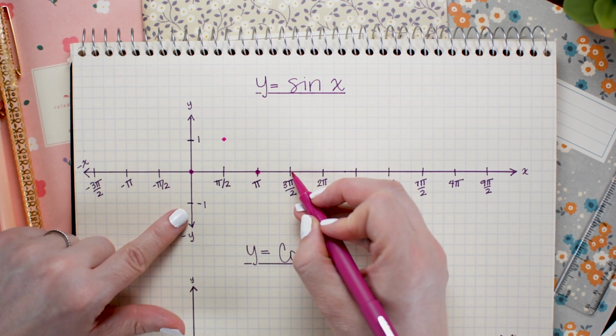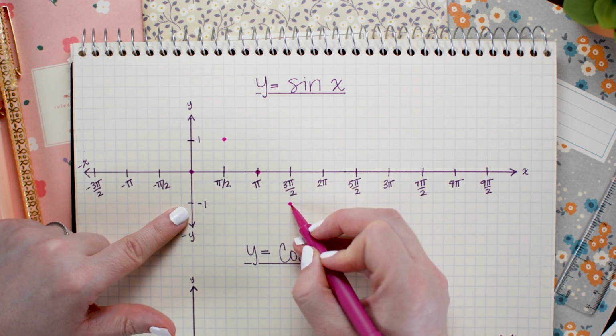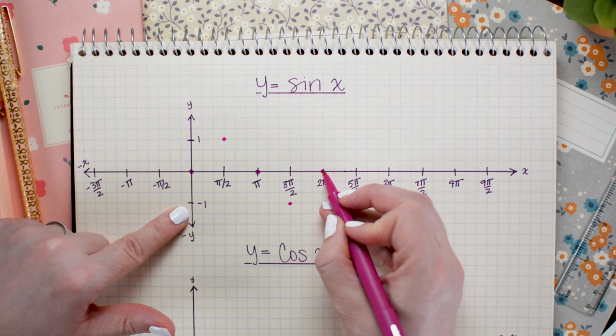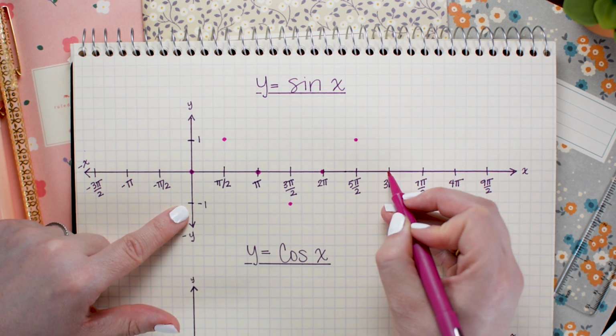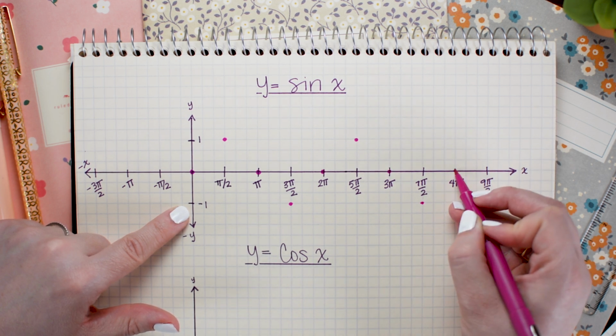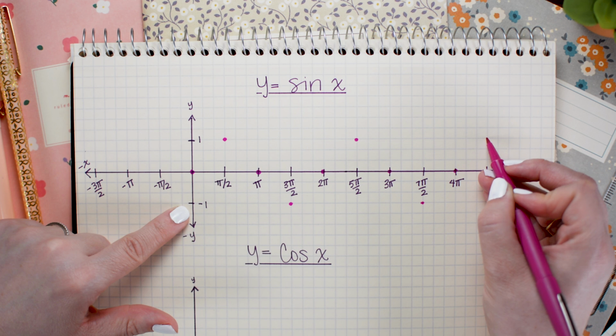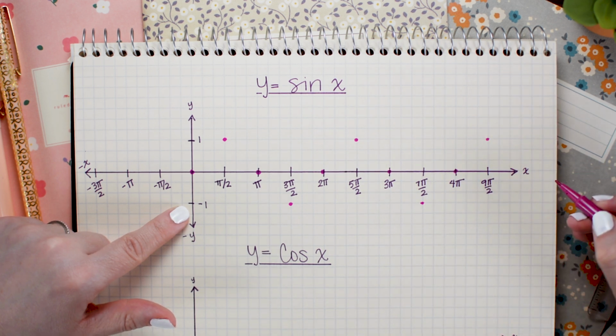And then at 3 pi over 2, I'm going to go to its lowest point, which is negative 1. Now this pattern is going to continue. I'm going to go back up to 0, positive 1, 0, negative 1, 0, positive 1. And that'll continue on and on in the right-hand side.